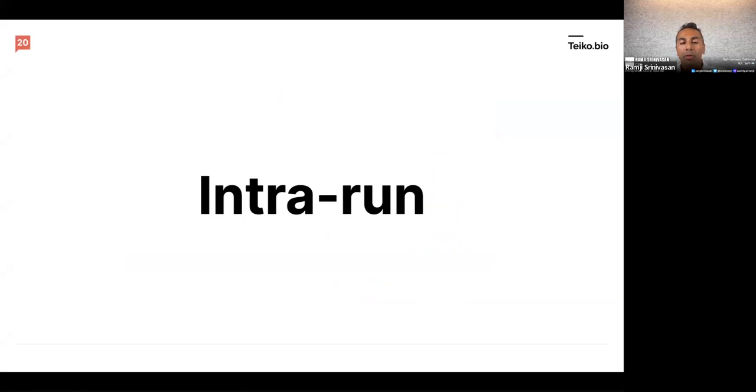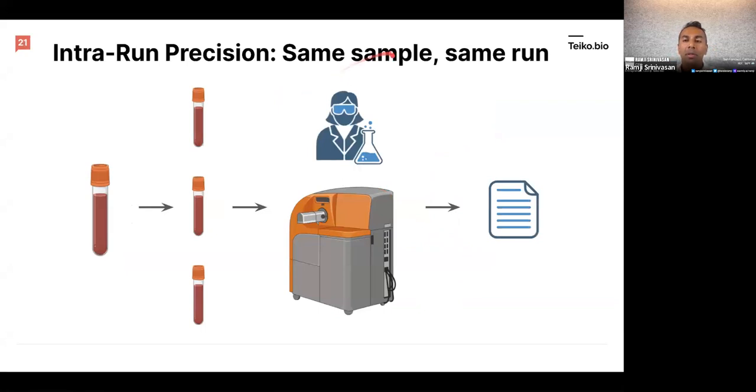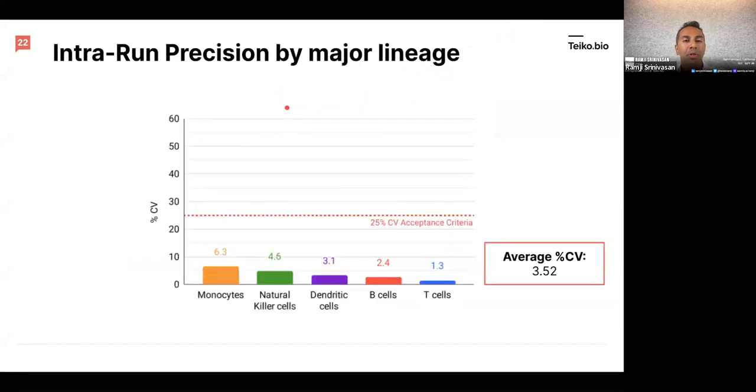So now remember, we had those 4 measures: intra-run, inter-run, inter-operator, and stability. Intra-run is taking the same sample, splitting across the same run. And for this, we posted not just by major lineage, but in the detailed report, you can see by the different subtypes. And our average CV was 3.52% versus our 25% criteria. So really strong performance across all the major cell types.